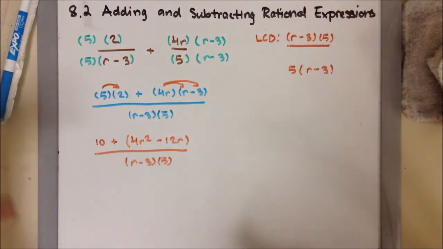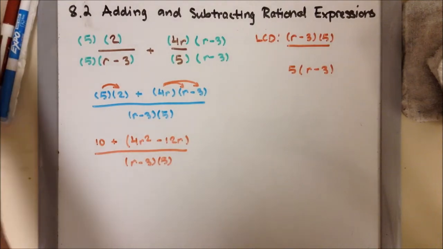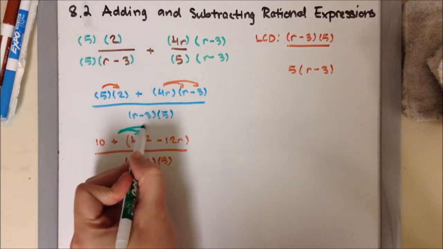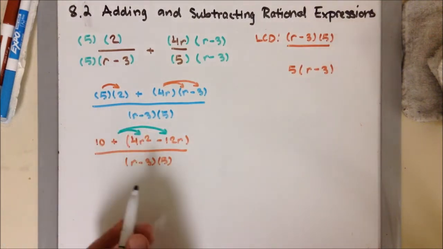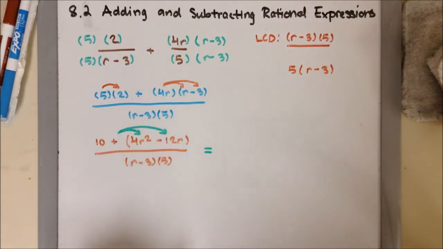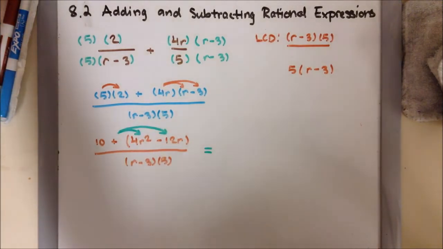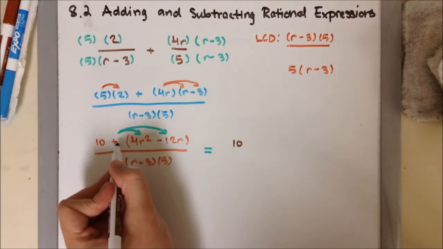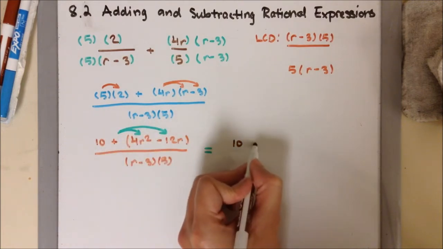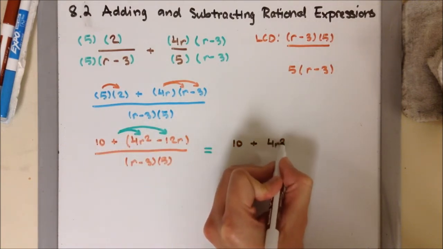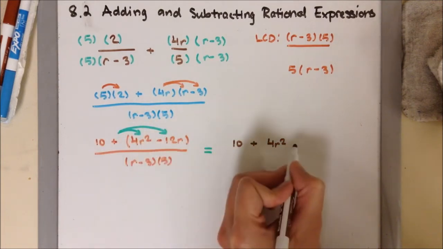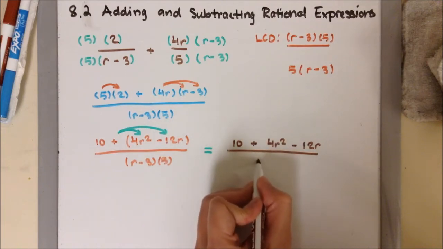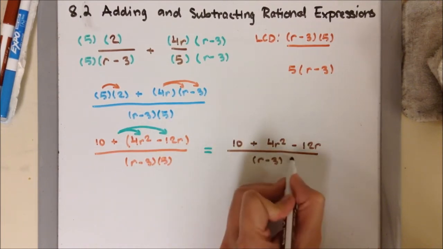Now, again, good practice in the event when we're working with subtraction, I'm going to distribute my plus to the 4r squared and the negative 12r. So when I distribute, this is what I'm going to have. I'm still going to have the 10 in the front. Positive times 4r squared will be positive 4r squared. Positive times negative 12r will be negative 12r over r minus 3 times 5.